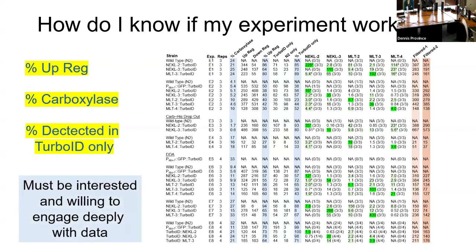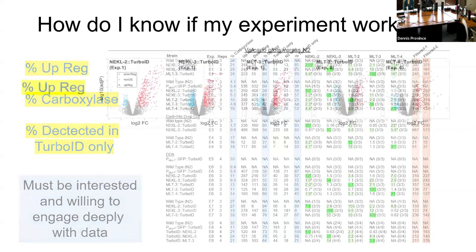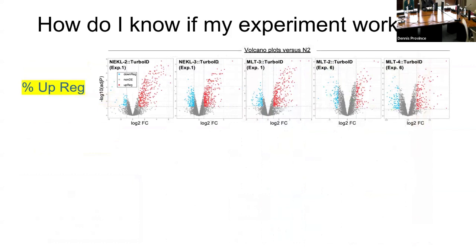But the main thing is you have to be interested and willing to engage reasonably deeply with the data, not with the raw mass spec data, but at the very least with the Excel spreadsheets that you guys send me. Okay, so first is percent up, and that's of course just a volcano plot. We're talking about adding up the red dots and the blue dots, and then dividing red dots over the total. And so percent up is a great indicator of whether your experiment worked.